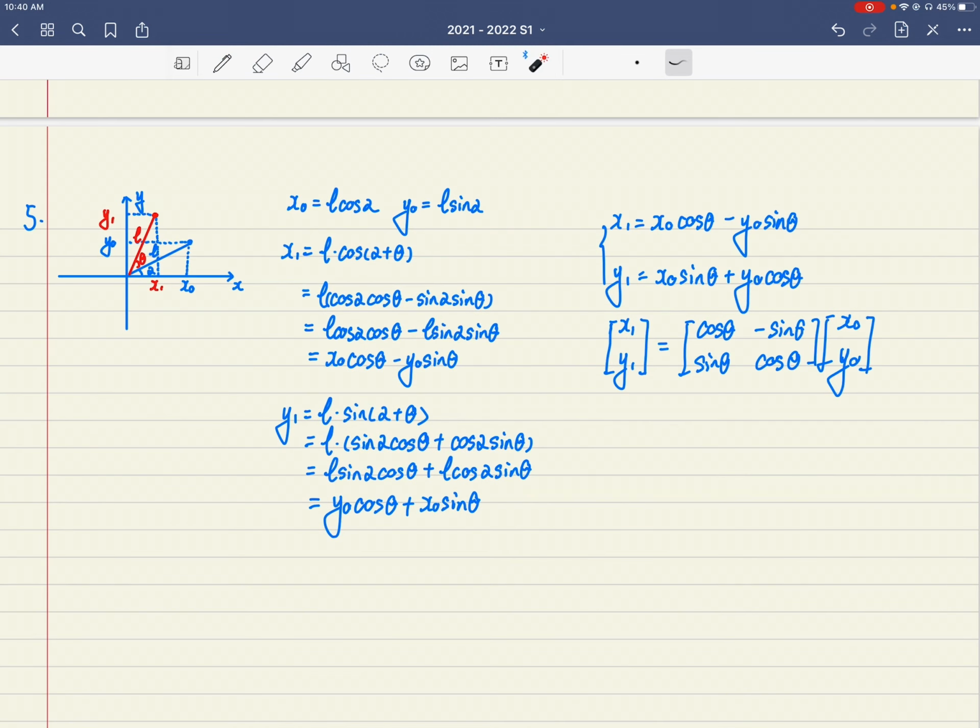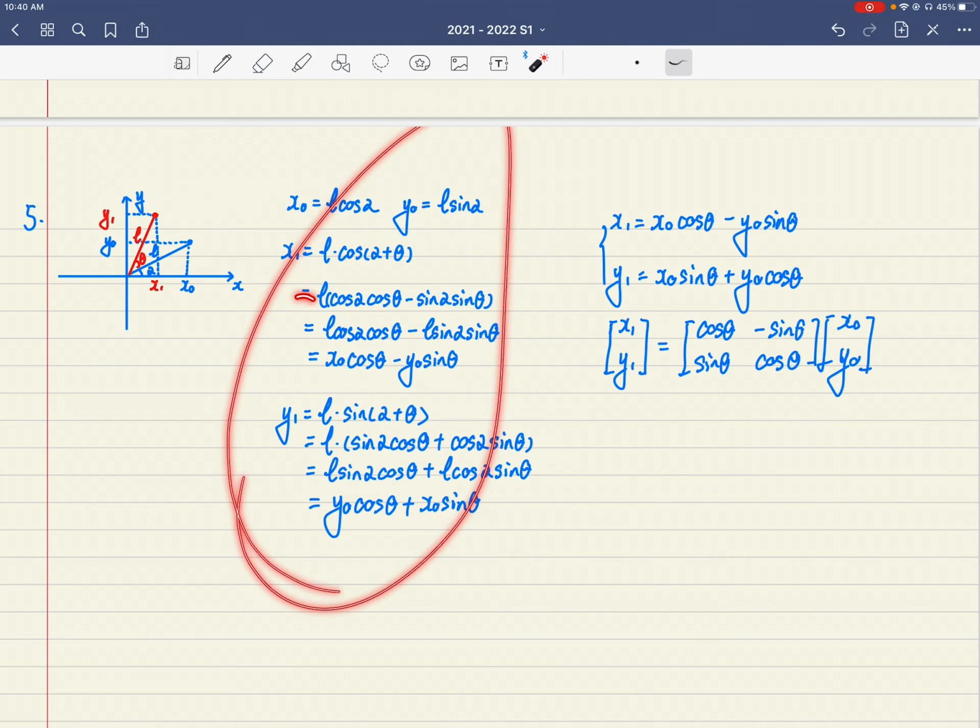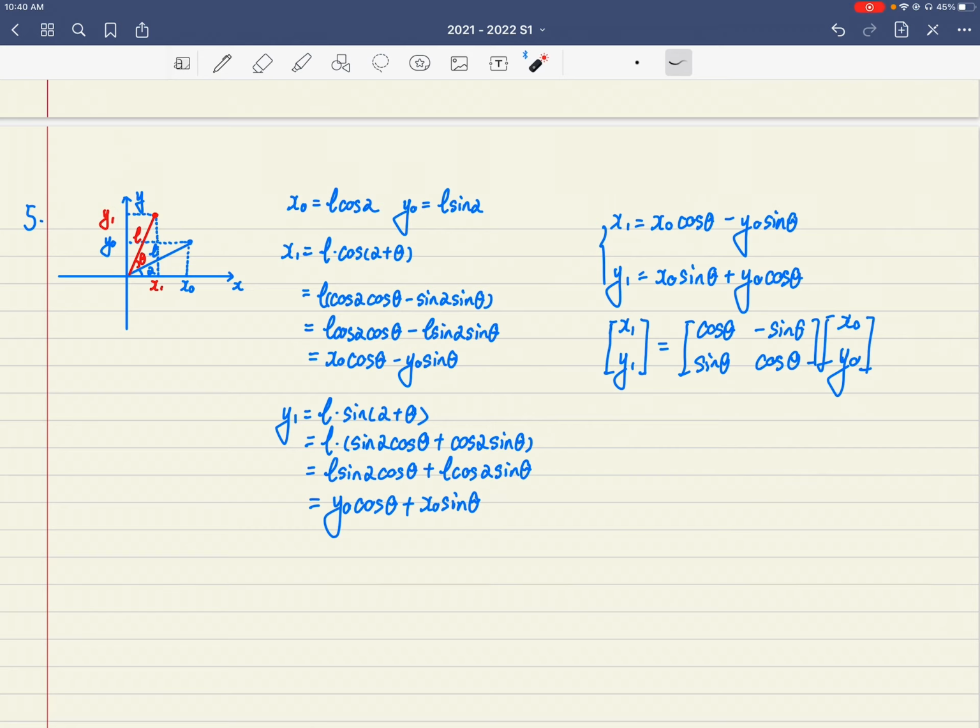If I write it in this form, everything is very convenient, because if I know the original endpoint and I know theta, I don't need to do all this derivation anymore. I just need to do the matrix multiplication and immediately I will get my endpoint after the rotation. This is the line's endpoint before the rotation, this is the endpoint after the rotation, and I know the rotation angle is theta. This is for the two-dimensional case.